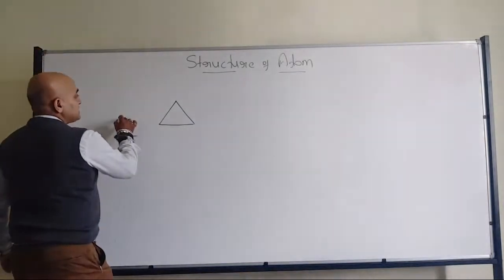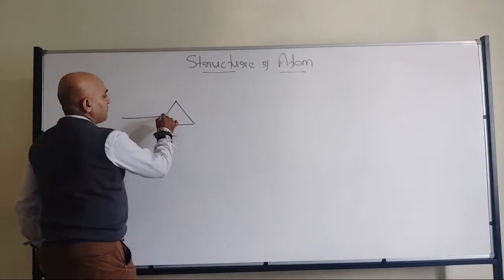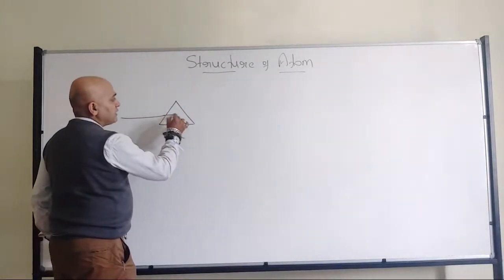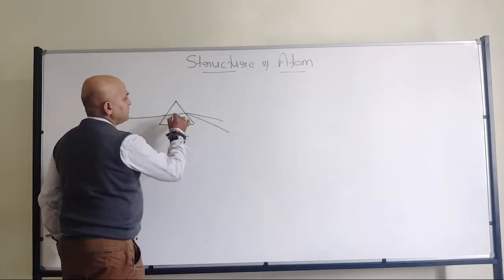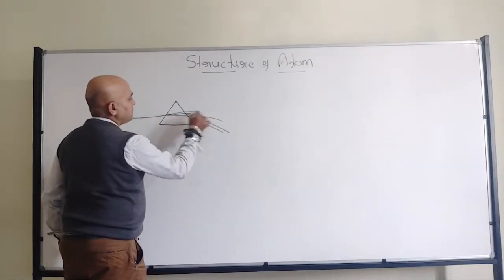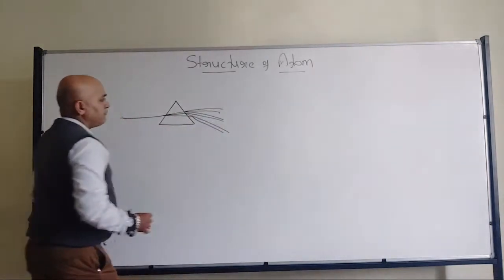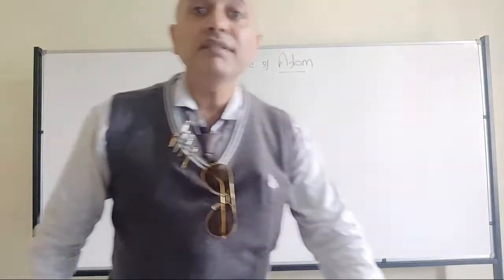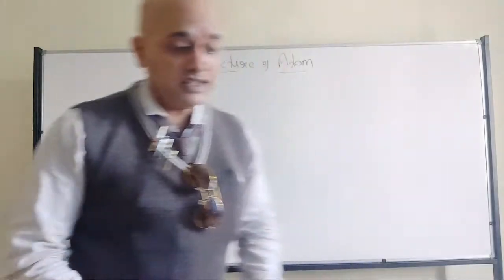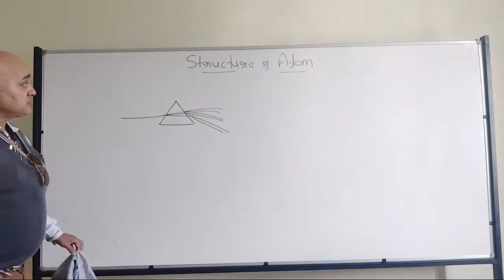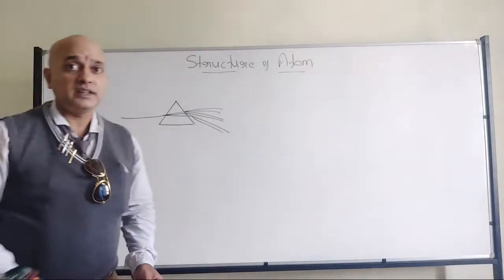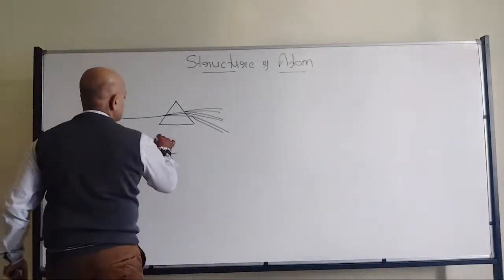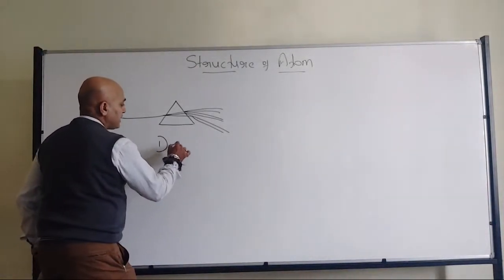Same logic. So when we pass the light, what will happen? They will be split into different wavelengths of radiation. So that's what we can observe. This is due to diffraction. The phenomenon is called diffraction. Okay? So this is due to the diffraction of light.